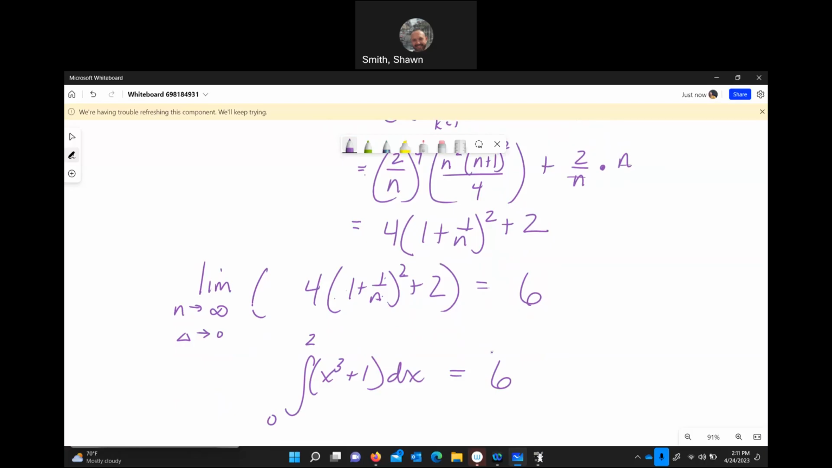Now let's get to the easy stuff. 5.3, the fundamental theorem of calculus. Sounds important, right? Sounds like that's the whole thing.